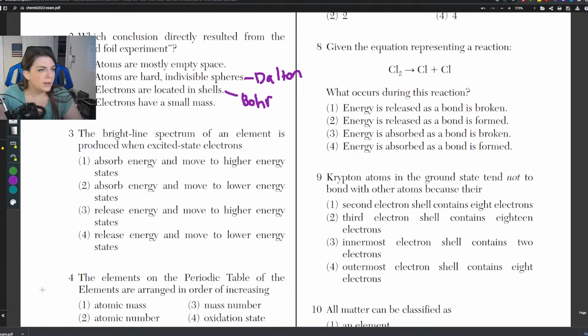Bright line spectrum. I love it. The bright line spectrum of an element is produced when excited state electrons release energy and move to lower energy states. So we have an atom. Let's say it's an atom of, I don't know, carbon. So we got 6 protons. We have 2 layers of electrons because carbon's in period 2, the electron configuration has 2 digits. We have 2 electrons in that shell right there, and then we have 4 right here. Obviously, I've only drawn like half of this.